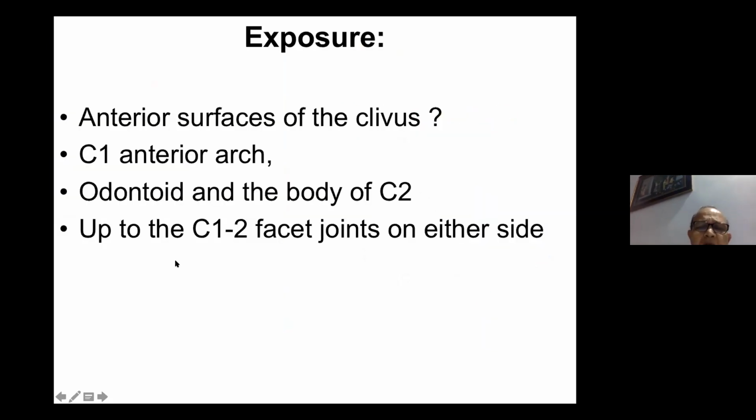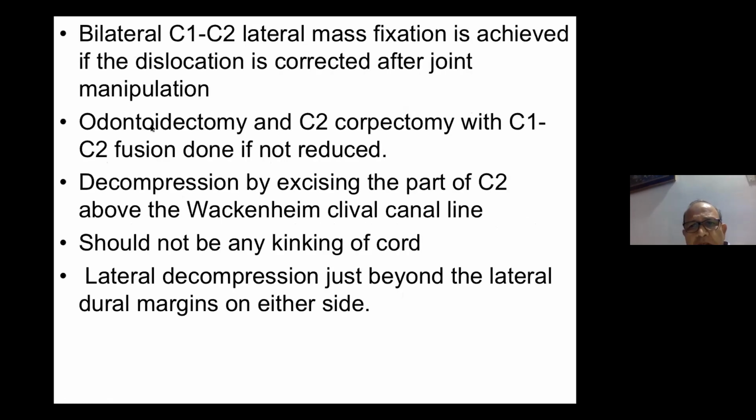The exposure, I told you, in any pathology you must identify the anatomy. So for exposure, you can identify the clivus if it is basilar invasion, but if it is just a simple AAD, then just expose the C1 anterior arch, odontoid and the body of C2, and laterally up to the C1, C2 facet joint. So this should be your exposure. Identify the anatomy.